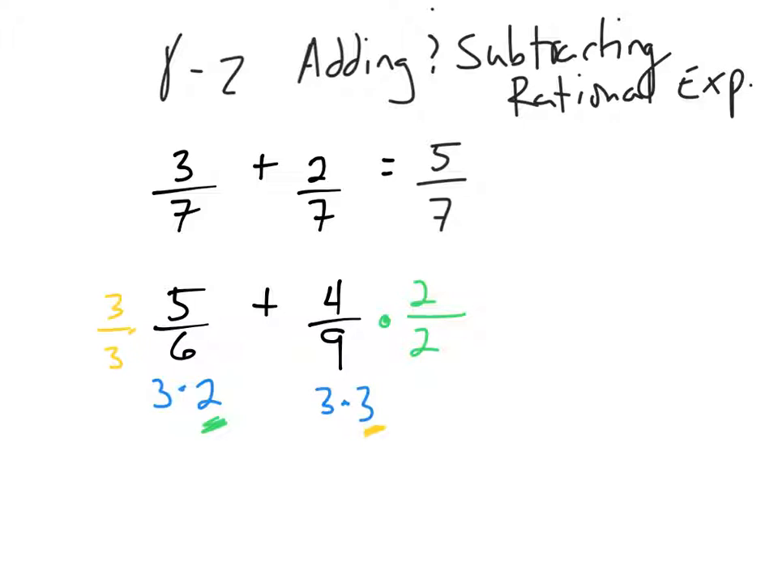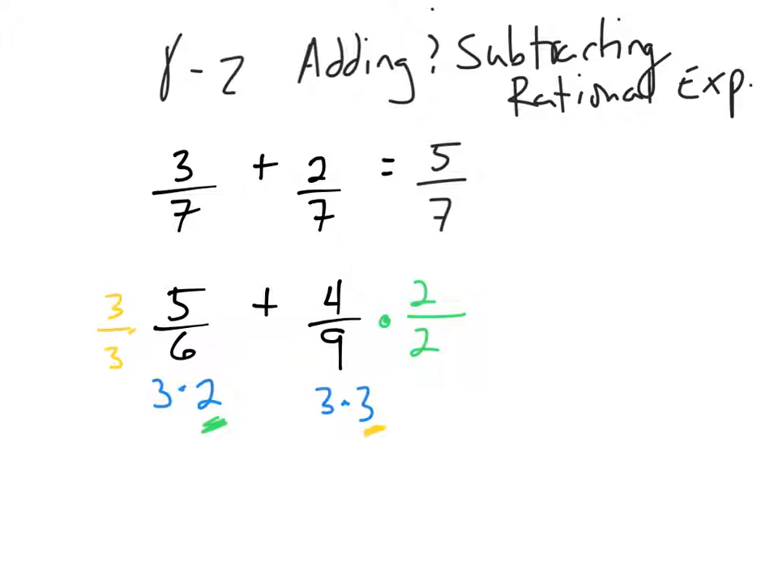Yes? Why is it 3 over 3, not 3 over 1? If I make it 3 over 1, then I've changed the top without changing the bottom, and now I have a new fraction. Right? My goal is that I'm not changing the value of the fraction. 3 over 1 is 3, but 3 over 3 is 1. And multiplying by 1 is legit and fine.